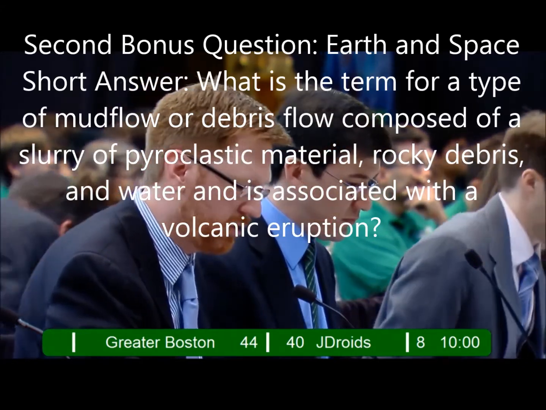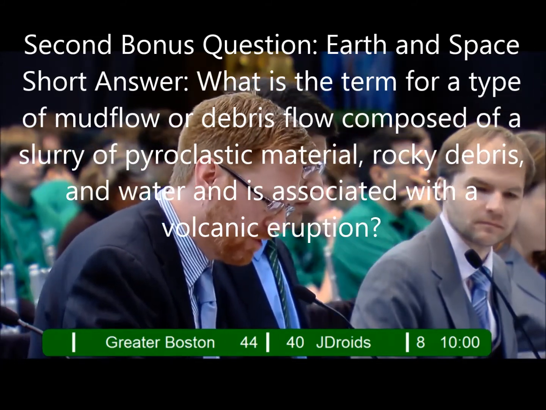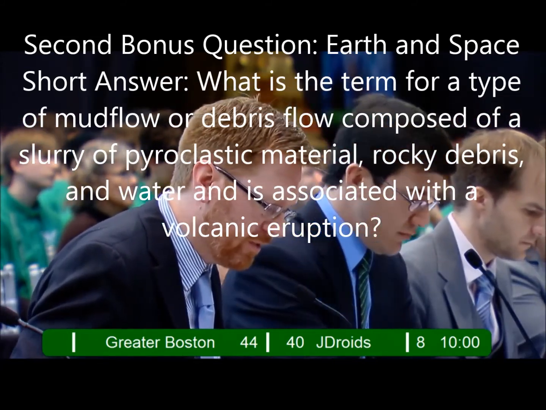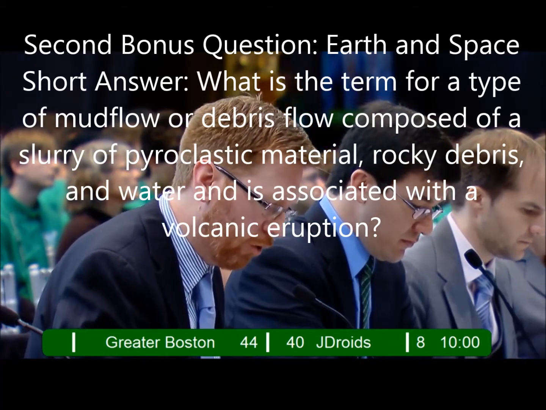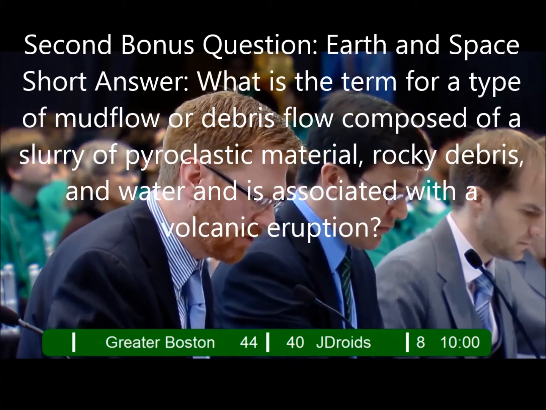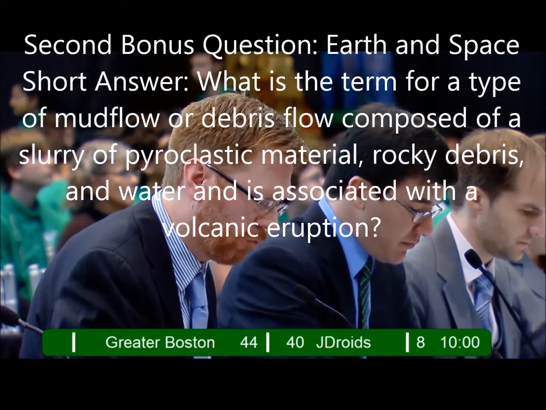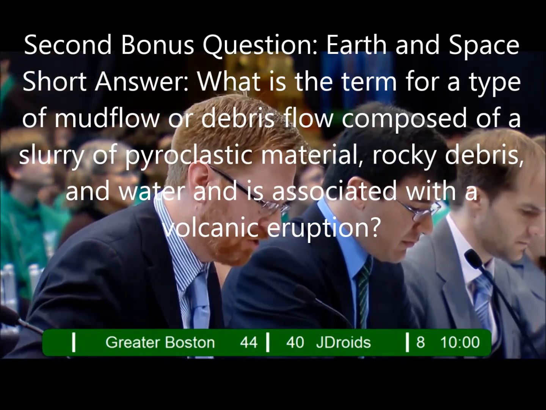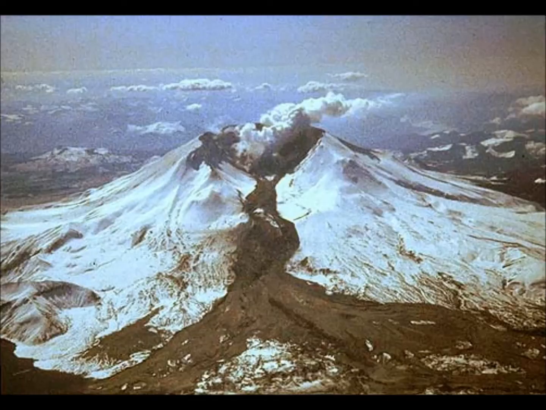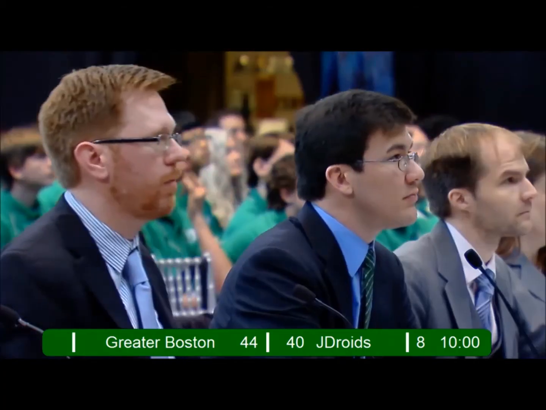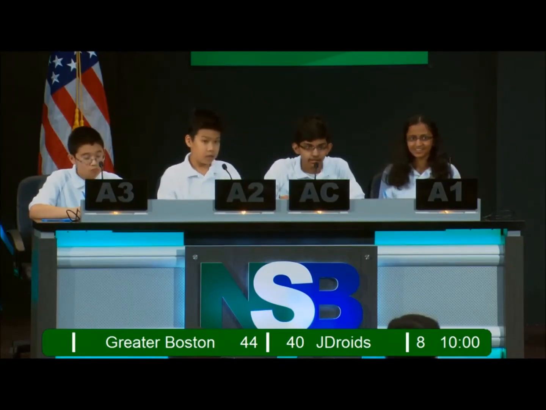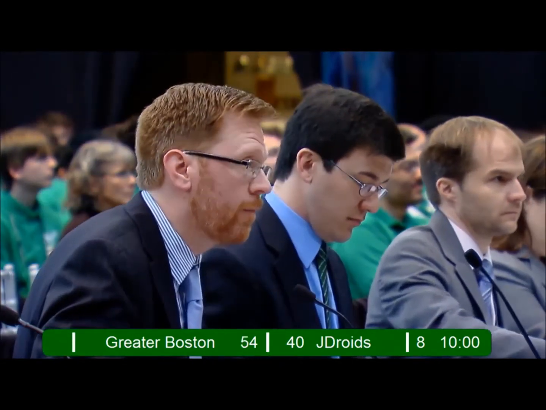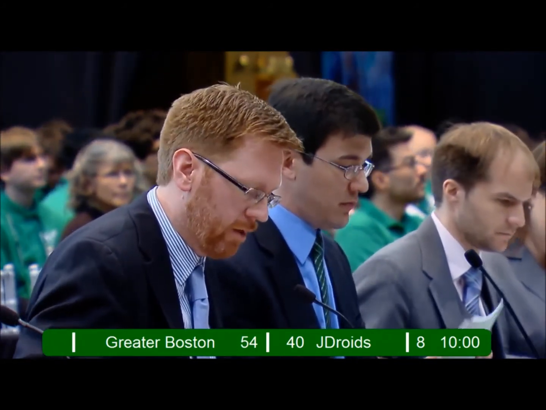So if everybody in the hall will please be quiet as we restart. Okay, so this is a bonus question for Team A. Earth and space, short answer. What is the term for a type of mud flow or debris flow composed of a slurry of pyroclastic material, rocky debris, and water, and associated with a volcanic eruption? So if you studied Mount St. Helens, you might be able to answer this question. Otherwise, it's going to be a little hard. It's a memorization thing. Lahar. That is correct.